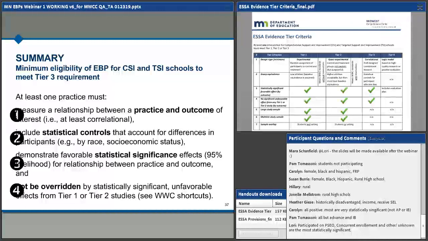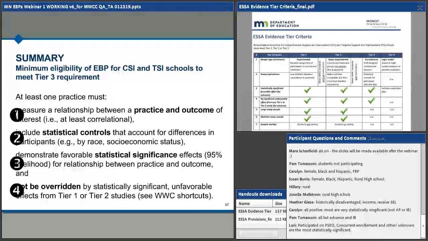is at least correlational, includes statistical controls that account for differences in the participants, and the typical examples are race and socioeconomic status. The study must demonstrate favorable statistically significant effects, and it can't be overridden by negative significant effects from some other Tier 1 or Tier 2 study.